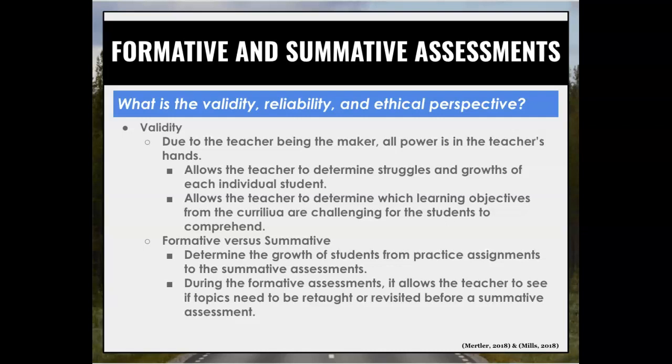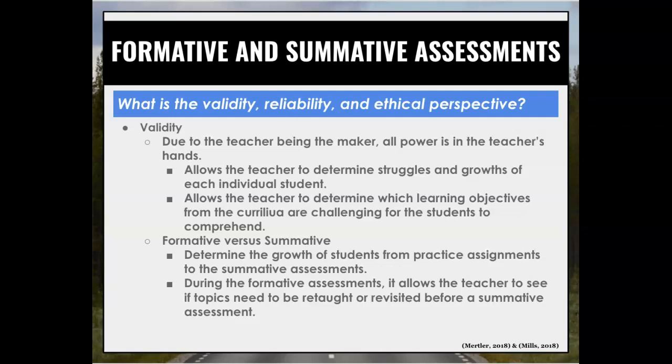So let's talk about the validity, reliability, and ethical perspectives. We're talking about validity. Due to the teacher being the maker and having the power in their hands to make these formative and summative assessments, it allows the teacher to determine struggles and growth for each individual student. So students can correlate the data from whether they are able to fully understand from the formative assessment to the summative assessment whether that is being met. It also allows the teacher to determine which learning targets from the curricula are challenging for the students to comprehend, so that the teacher can either revise or restructure that current topic so that students are able to meet that learning objective in future years.